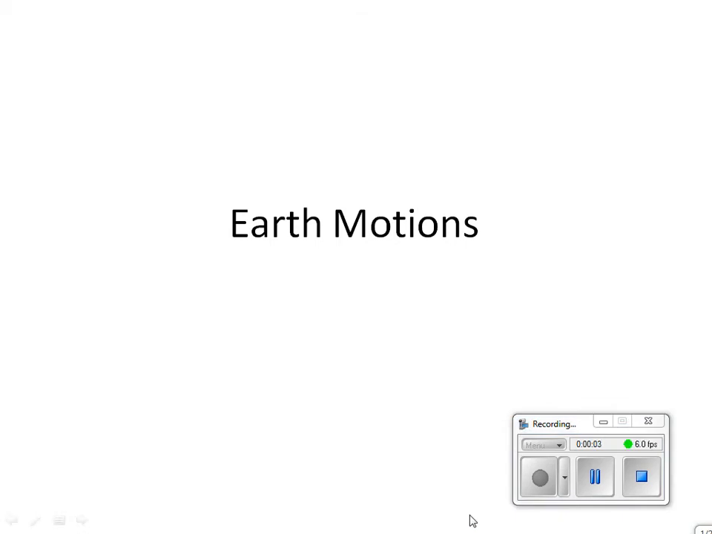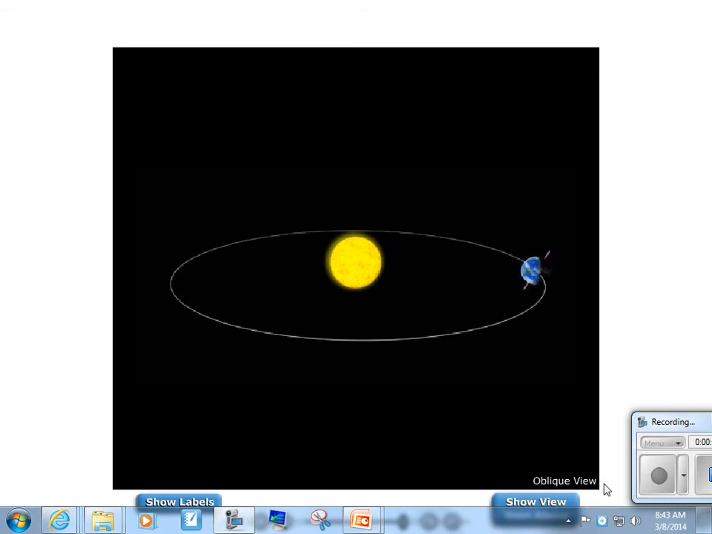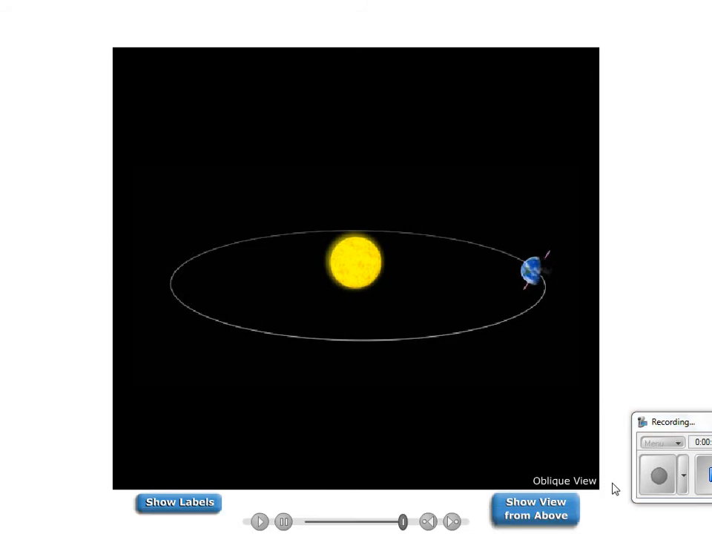Guys, today's screencast is on Earth motions. So it's all about the Earth and how it moves in our solar system. First, we need to distinguish the different types of motions, I suppose, right? Because the Earth is actually doing two different things at once. It's both rotating and it's revolving.